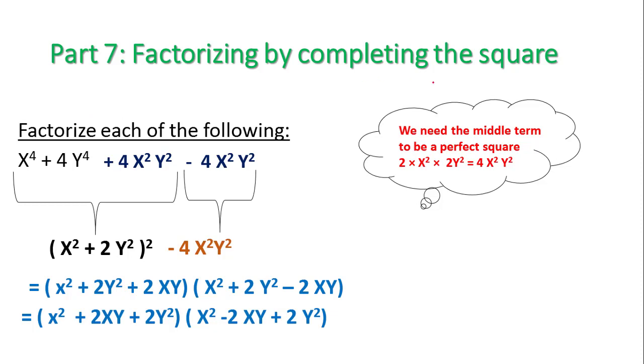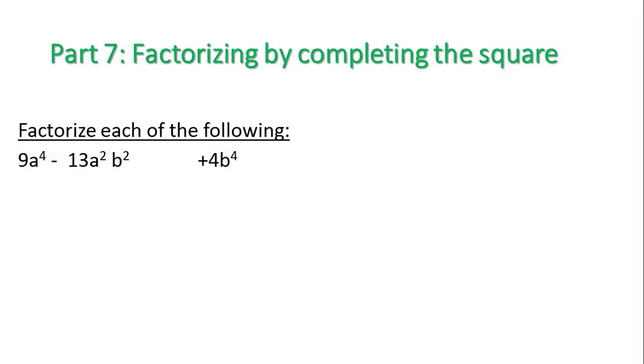Let's take another exercise. Here we have a trinomial. The first term here is 9a power 4. 9 is a perfect square, and also a power 4 is a perfect square. The third term is positive and a perfect square. We have 4b power 4. 4 is a perfect square. The square root of 4 is 2. And b power 4 is also a perfect square because the power is an even number.